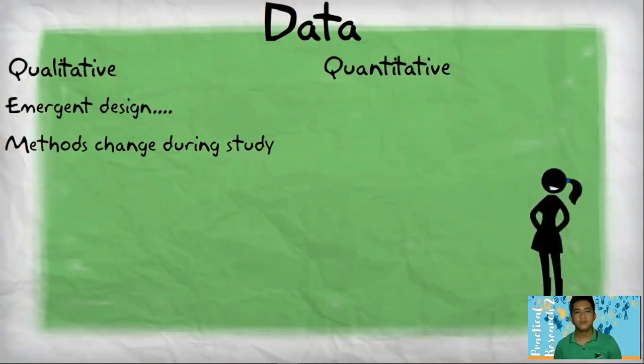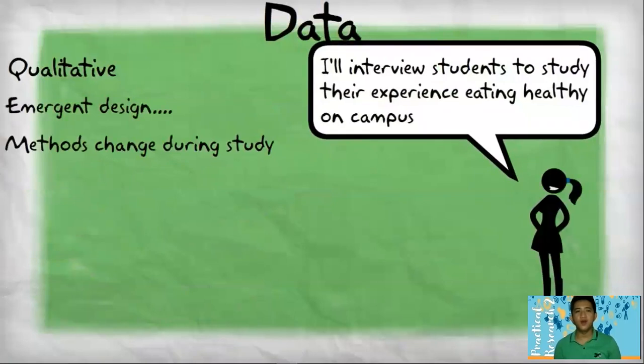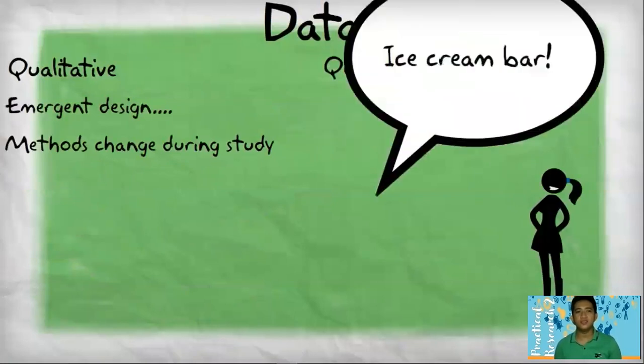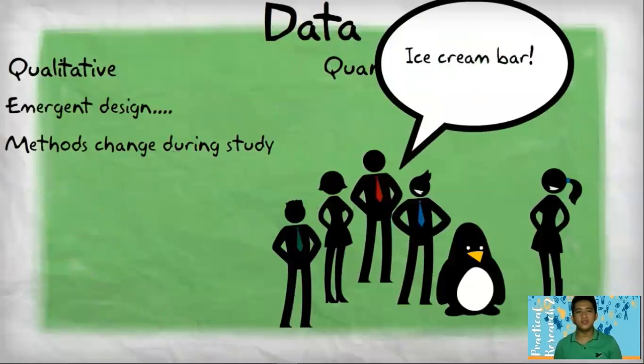Originally, the researcher has planned to just interview a bunch of students, but let's say that the students keep talking about the ice cream bar in the cafeteria and student union. There's over 400 kinds of ice cream and you have to walk around the ice cream to get to the apples and so on.